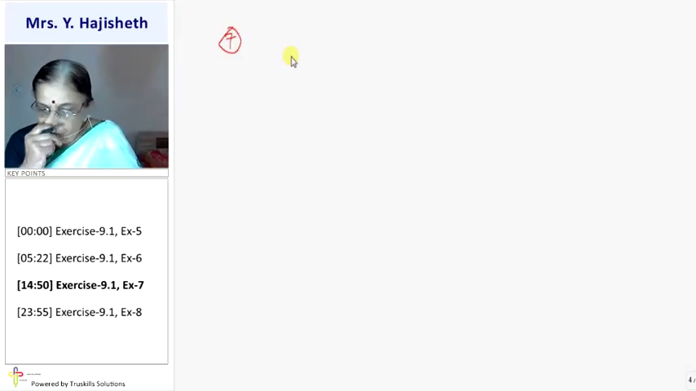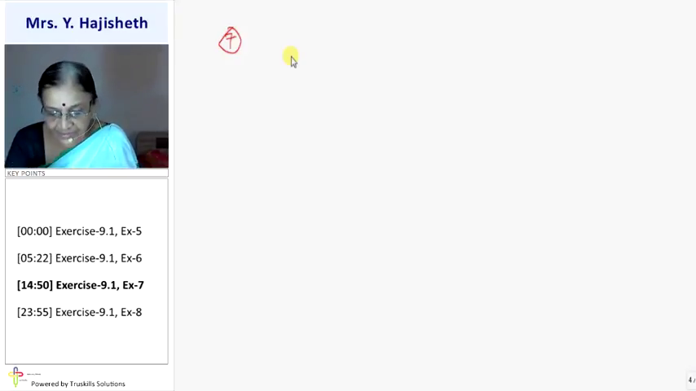Sum 7. We take a point on the ground. The angle of elevation of the bottom and the top of a transmission tower fixed at the top of a 20-meter high building are 45 degree and 60 degree respectively. Find the height of the tower.